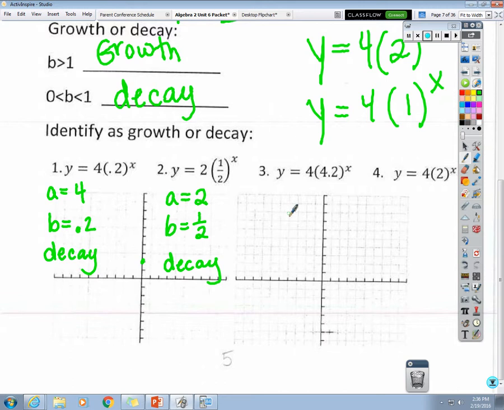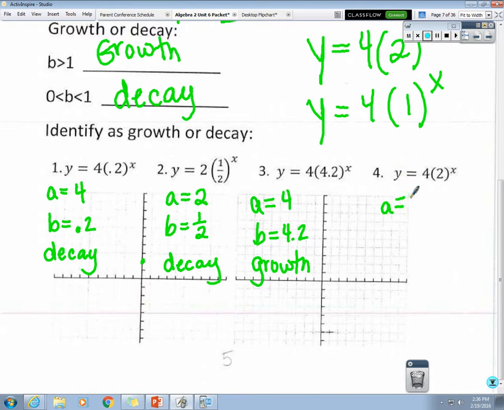Number 3, what's your A value? What's your B value? Is it growth or decay? Growth. Because your B value is greater than 1. Okay, number 4, what's your A value? 4. What's your B value? And is it growth or decay? It goes up from left to right.